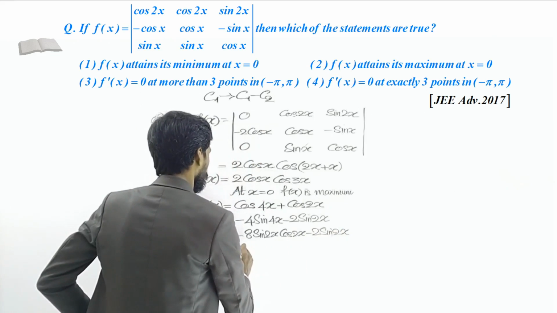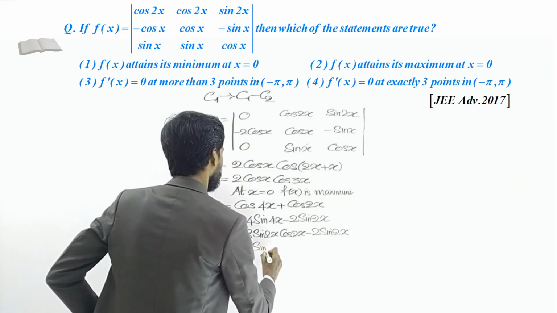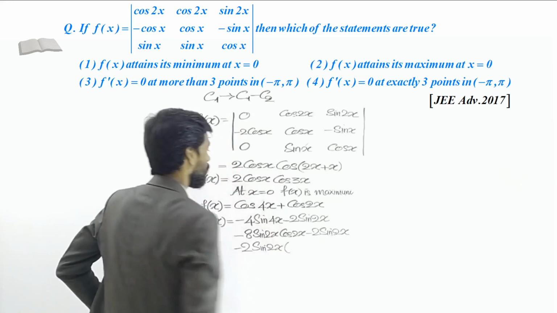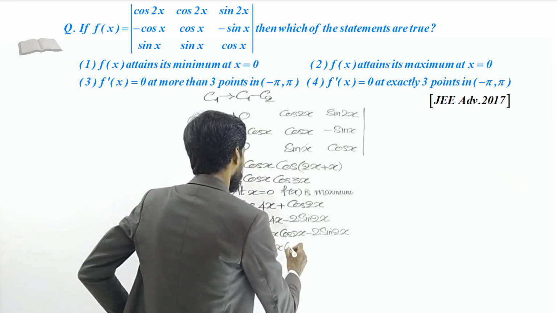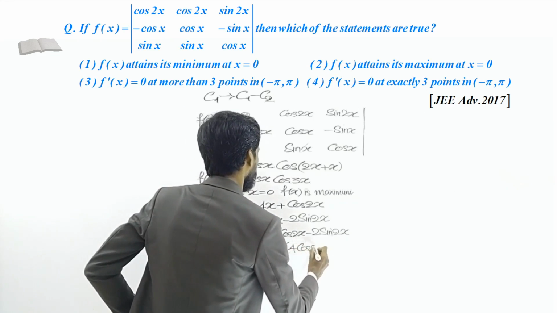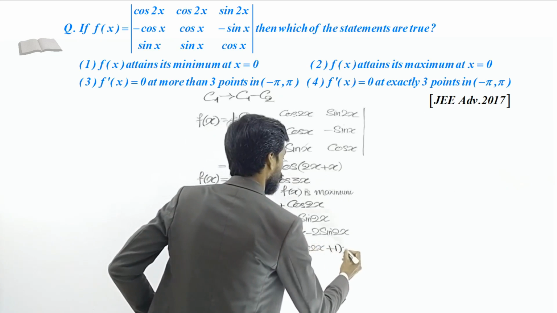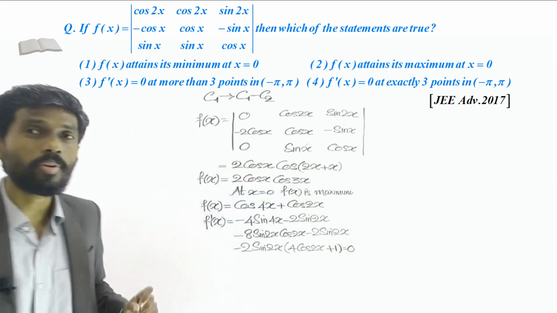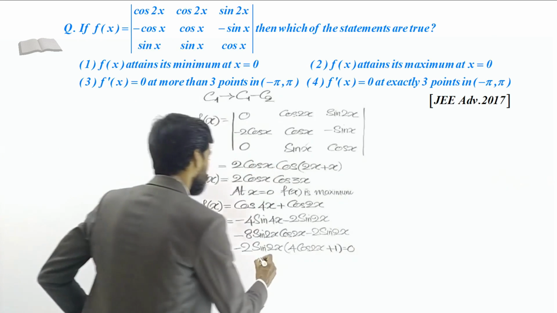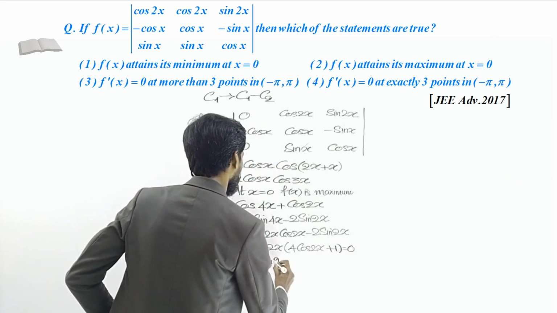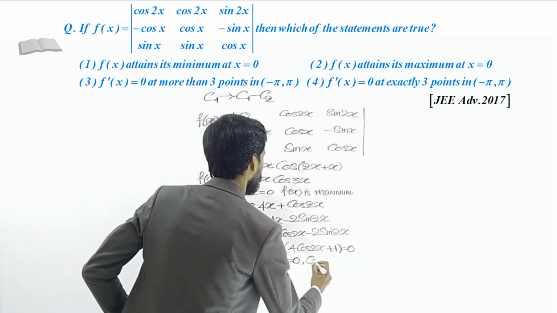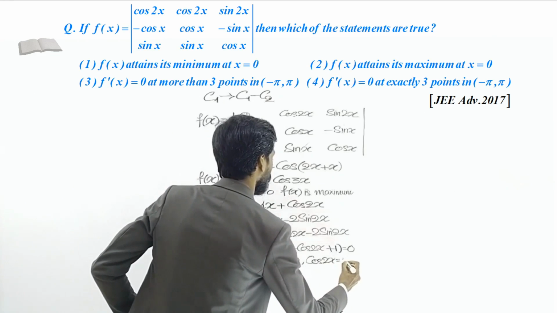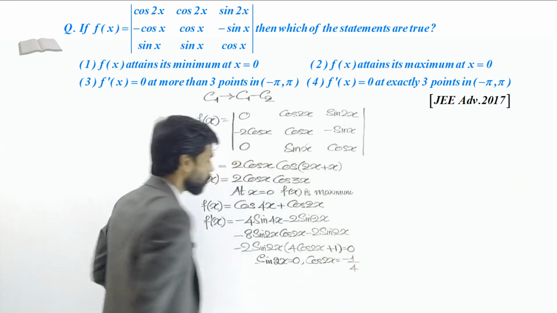So that is minus 2 sin 2x multiplied by, so this will become 4 cos 2x plus 1 equal to 0. Alright, so now we'll find a solution of this. So either sin 2x is 0 or cos 2x equals minus 1 by 4. So sin 2x equals 0.